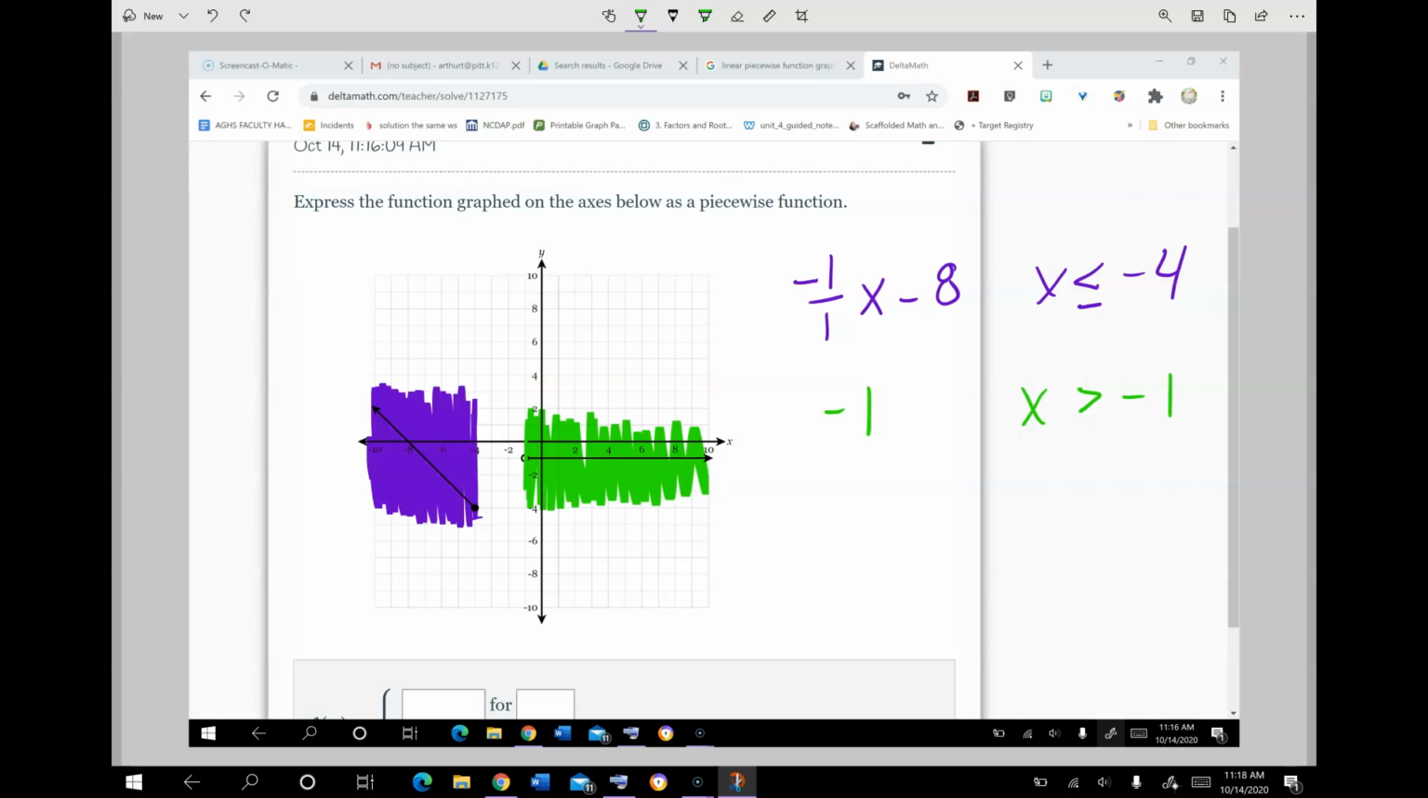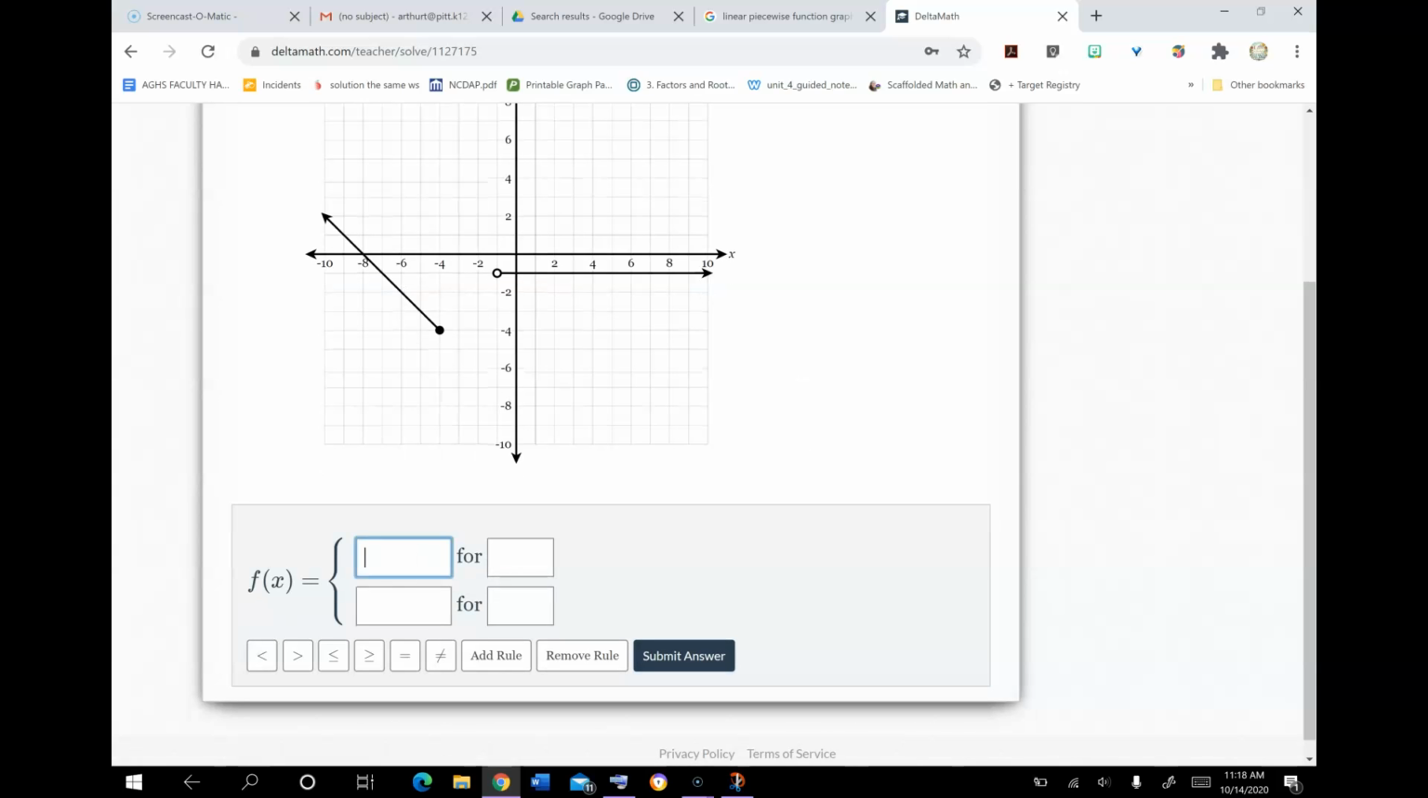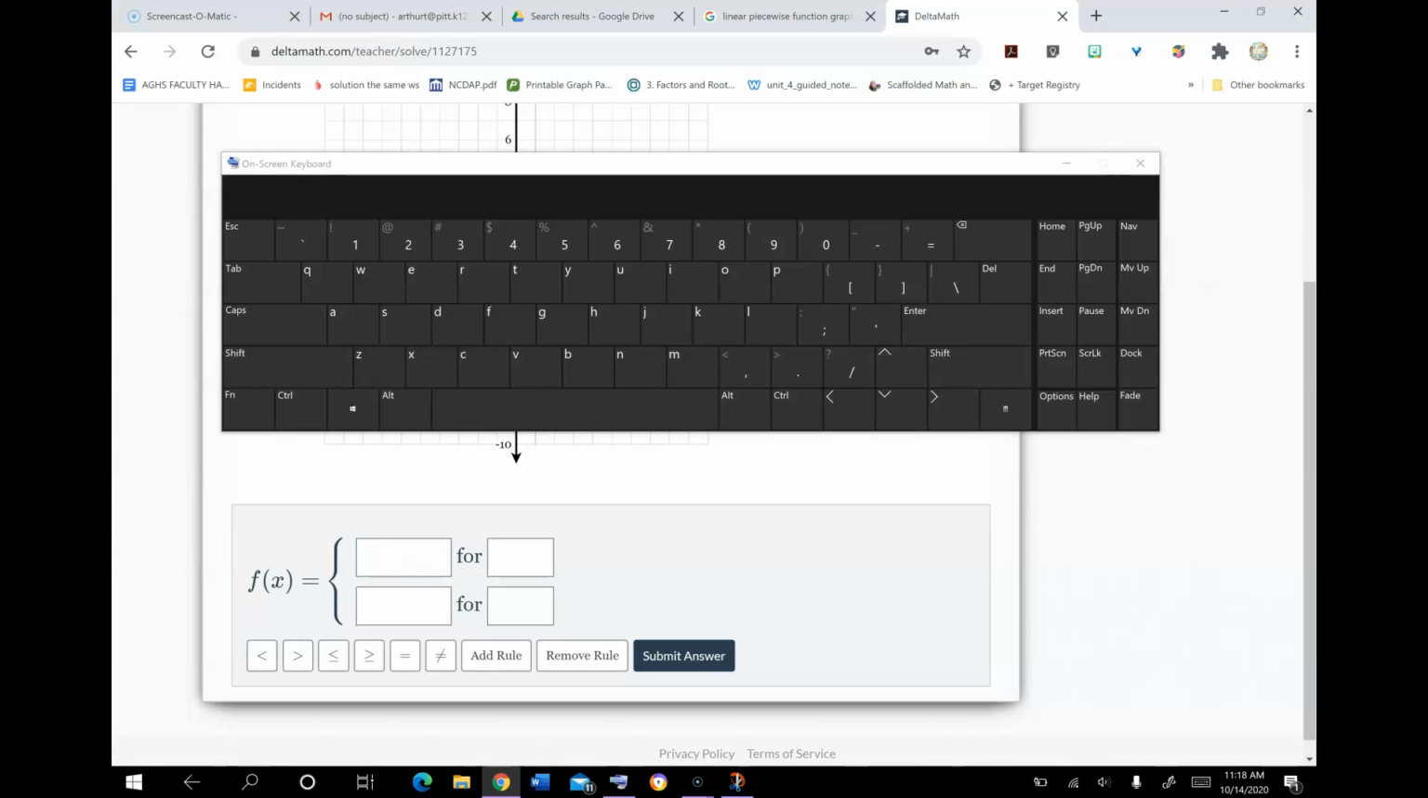Okay? So now we're going to go back to Delta, and we're going to type this rule in. Okay, so we go back to Delta, bring up my keyboard, and we're going to say -1/1. Can't we just say -1? You can just say -x, but we're going to say -1x minus 8.